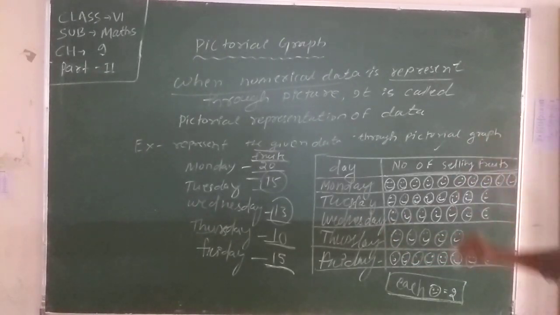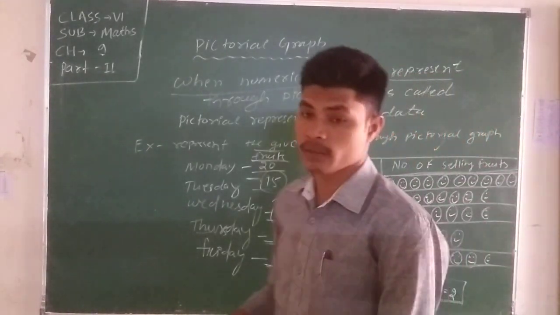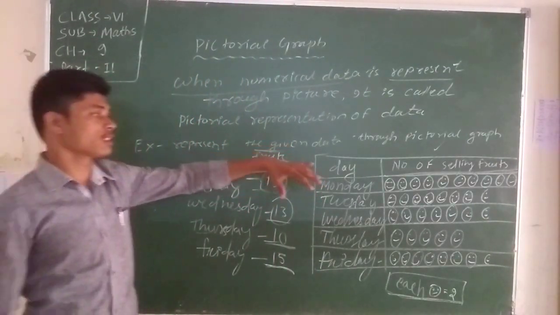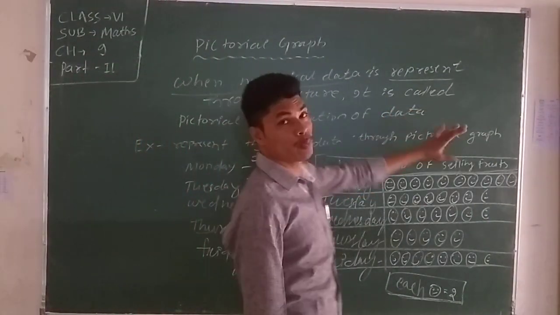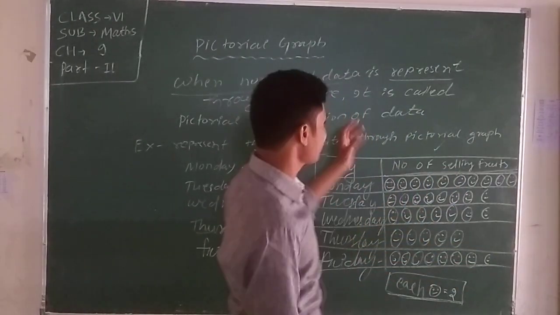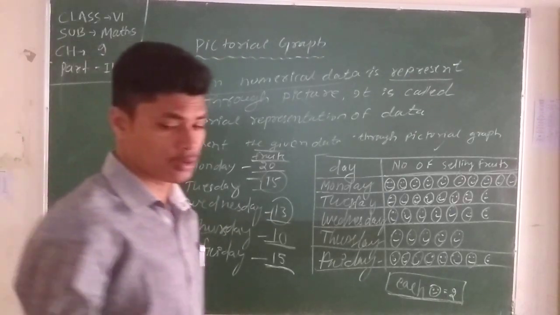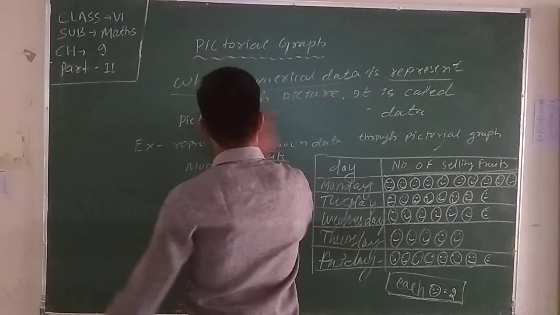Then we can represent the data using pictures, numerical data. That is what is called a pictograph. You can also change a pictograph into a bar graph. We will take another example for the pictograph. Okay. How to represent the pictograph?